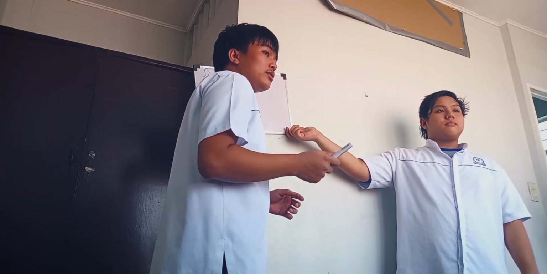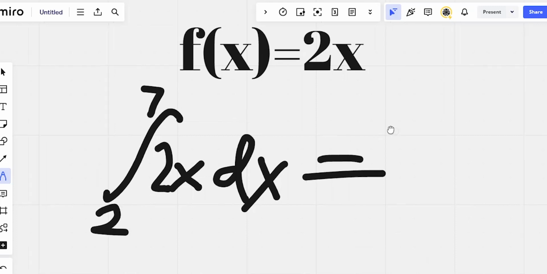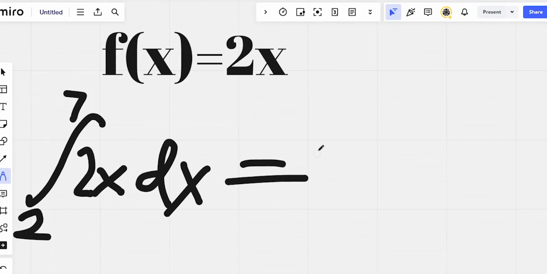To get definite integrals, we add boundaries. By adding an upper and lower boundary on the integral sign, you are essentially saying that you want to calculate the area in that range on the x-axis. For example, you want to figure out the area from x equals 2 to x equals 7.